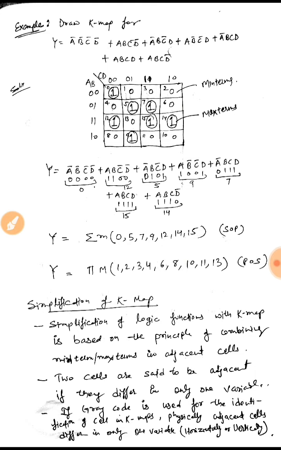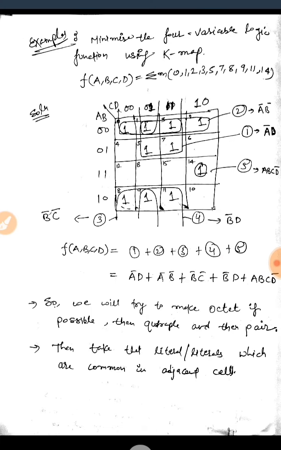So it will simplify our logical function automatically when we use the pairing. Let's see how we can do it. So let's take an example.